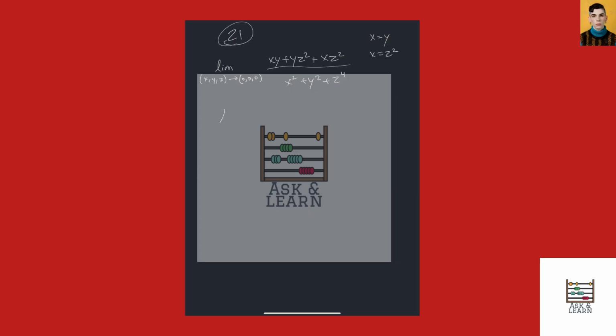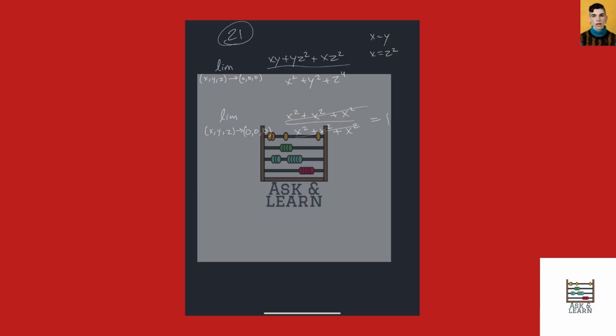the limit as x, y, z approaches 0, 0, 0, and that would be x squared plus x squared plus x squared over x squared plus x squared plus x squared. This is just going to cancel, leaving us with 1, so the limit of it is just going to equal 1. That is the final answer.